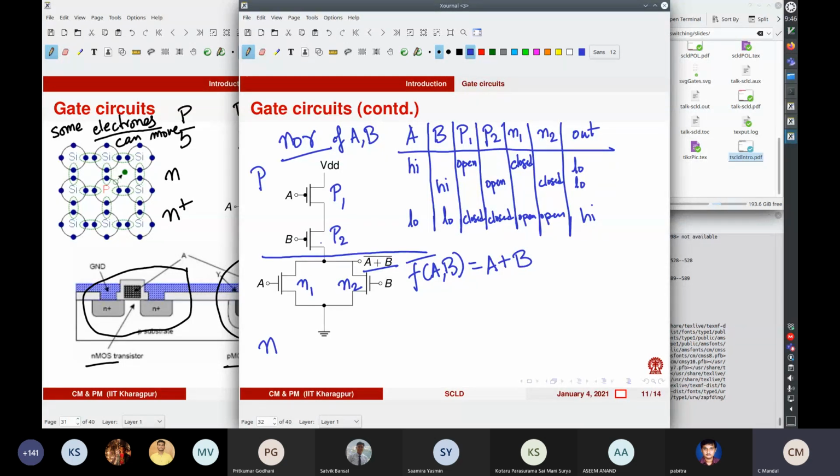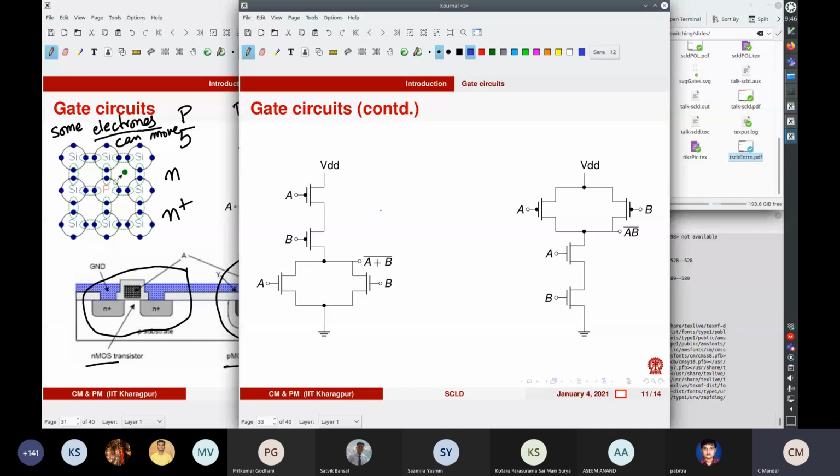And you will also see that for a parallel structure here, you have a corresponding series structure over here. That is very important for this sort of circuits to work properly. So you have a complementary kind of structure. If it is parallel here, it will be series over here. All right. So that is how this works.